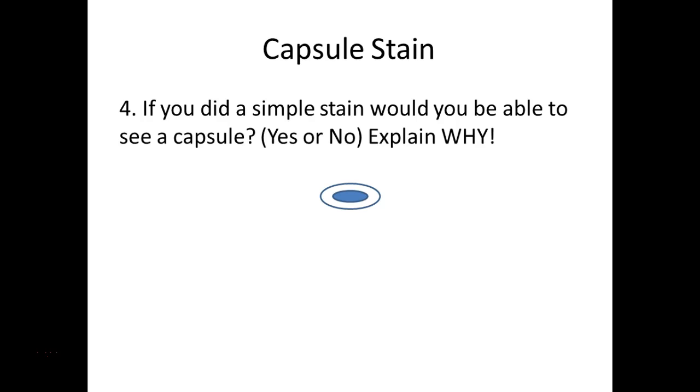So if you just did a simple stain, would you know a cell has a capsule? No, because when you simple stain with a basic dye, you just stain what? The cell. Are you going to know that there's this outer layer outside of that? No. I mean, I have it drawn in here, but you've already done this, right? You just saw cells. You didn't see anything outside of the cell.